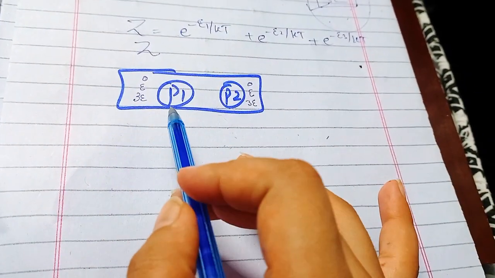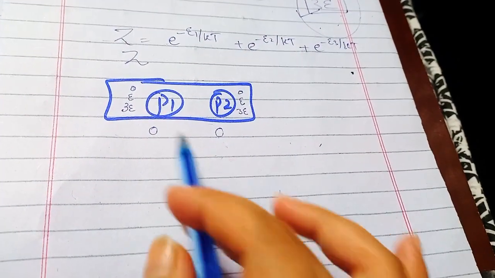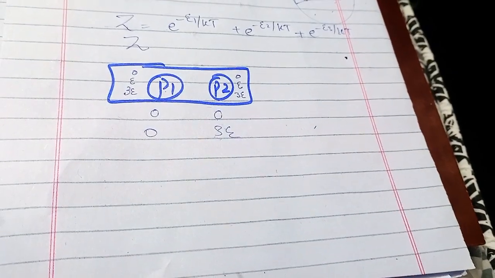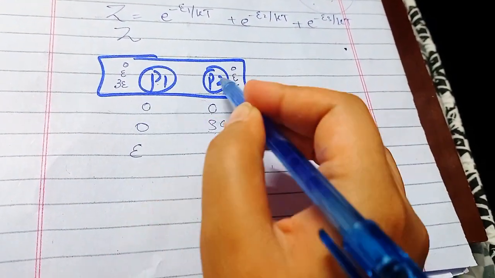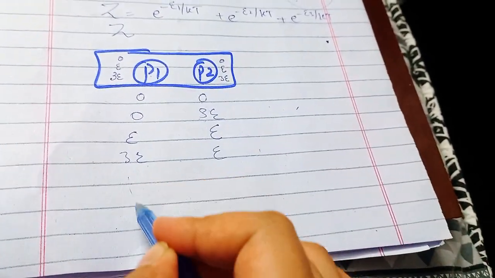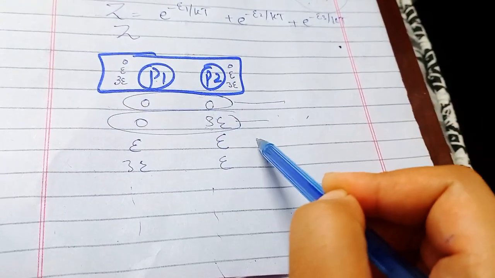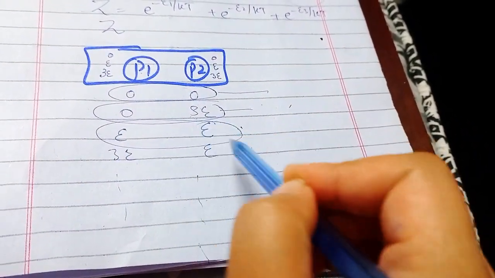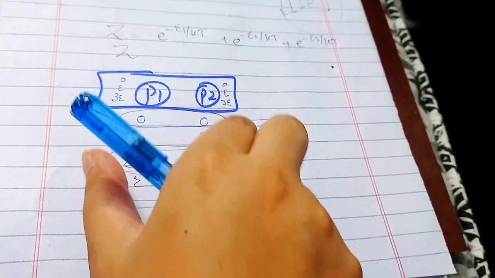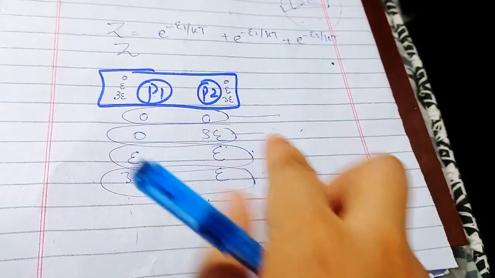Okay, it is possible that P1 is at 0 energy and P2 is at 0 energy as well. It is also possible that P1 is at 0 energy and P2 is at 3E energy. It's possible that P1 is at E energy and P2 is at E energy. P1 is at 3E energy, P2 is at E energy, and so on. You can see that each of these combinations is a different state for this system. So when we have a system of two particles, the pair matters.